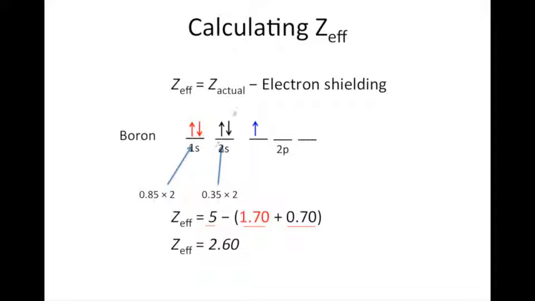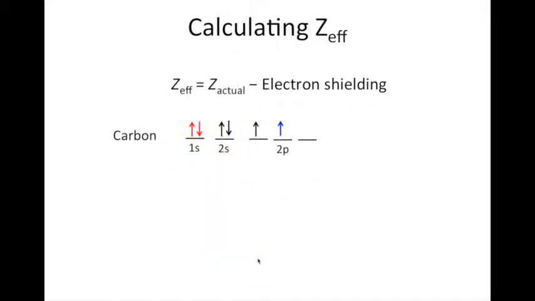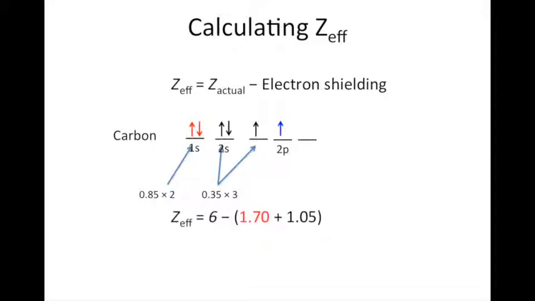Okay, so again, these electrons do shield, but less effectively than the core. So the actual nuclear charge is increasing at a greater magnitude than the shielding value. So overall, the effective nuclear charge, as you can see, keeps going up. Okay, carbon, we get 0.85 for each core. Our valence electrons, we have 3 of those, and so we get 6 minus the shielding values, we get 3.25.